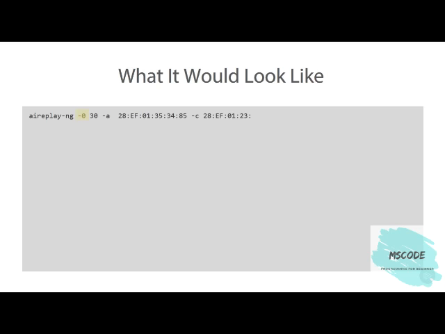The first one is a -0, which represents the attack mode. In this case, a 0 is a deauthentication attack. The next number, in this case 30, represents the number of deauthentication attempts I want to push at the target. In this case, I'm going to throw 30 of them. The -a followed by the MAC address is the target access point, followed by a -c, which, yep, you got it, is the target client. And then, of course, the WLAN connection that I'm going across.